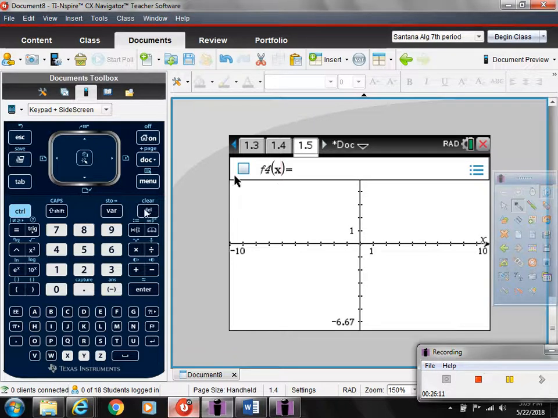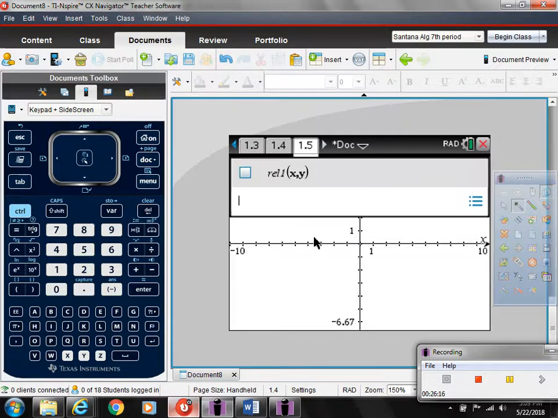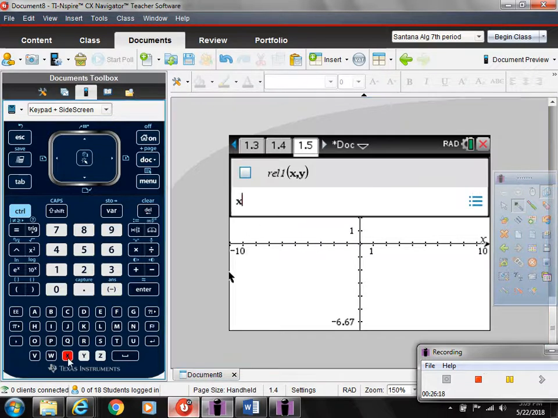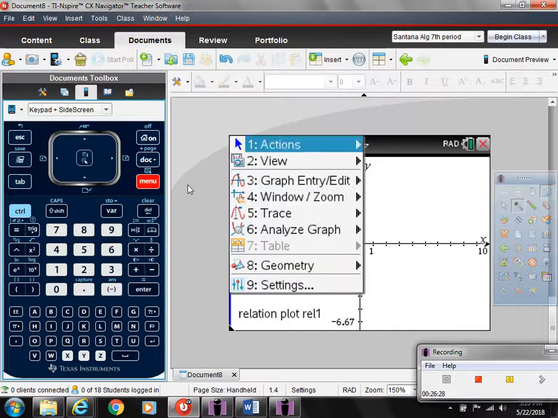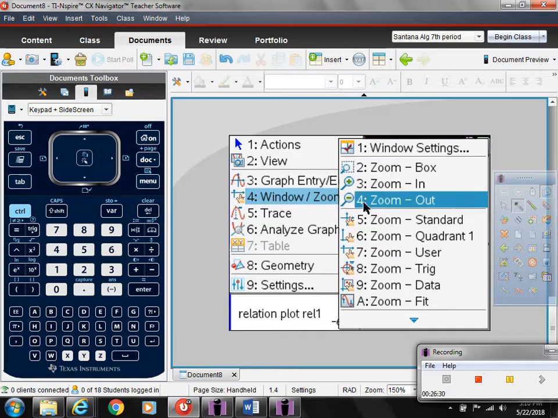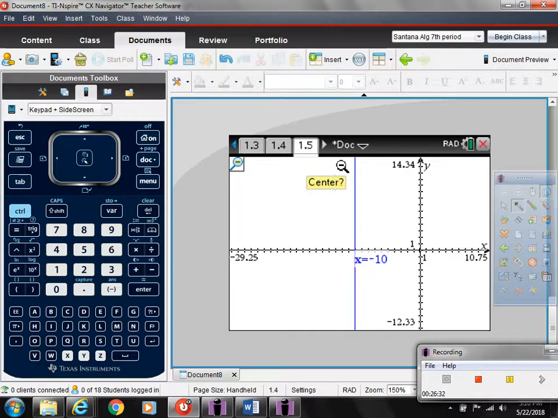So I've got to hit delete and use relations and type in the X myself, equals -10. I'm going to try -10 first. Whoa, so it's way over here. I'm going to zoom out a little bit. Okay, so there's my vertical line.